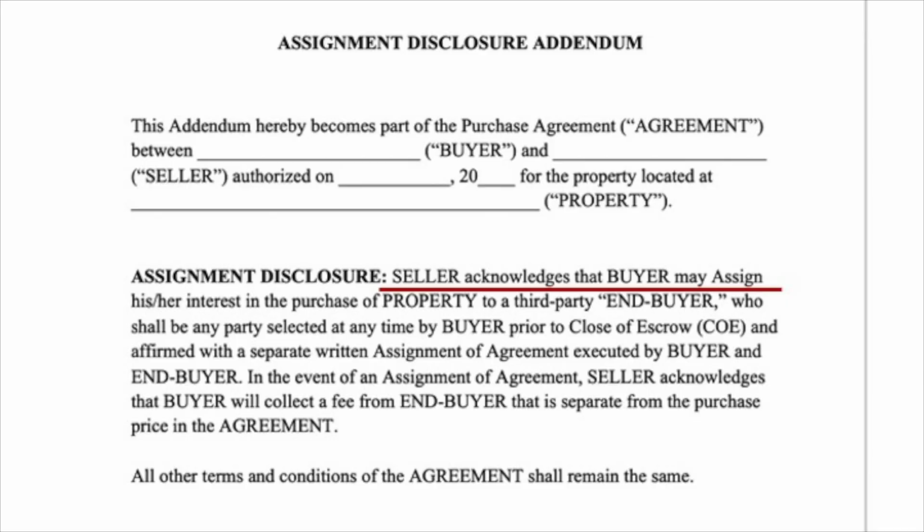It reads as follows. The seller acknowledges that the buyer may assign his or her interest in the purchase of the property to a third-party end buyer who shall be any party selected at any time by the buyer prior to close of escrow and affirmed with a separate written assignment of agreement executed by the buyer and the end buyer. In the event of an assignment of agreement, the seller acknowledges that the buyer will collect a fee from the end buyer that is separate from the purchase price in the agreement.